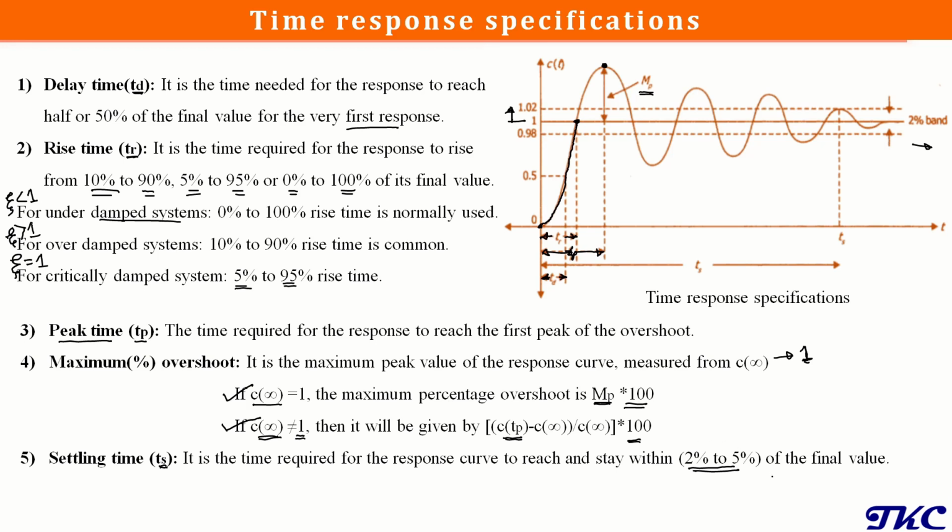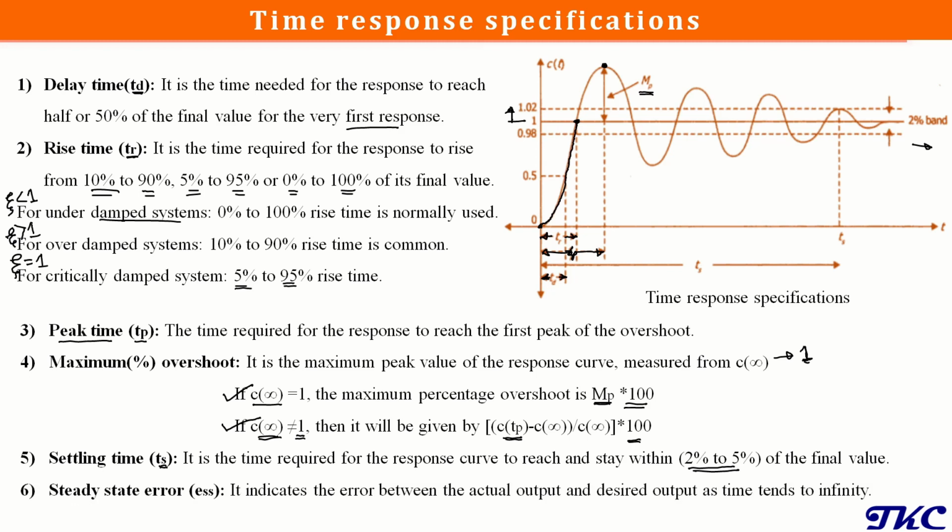Then the last time specification is steady state error, represented as ESS. It indicates the error between the actual output and the desired output as time tends to infinity. So steady state error gives us the difference between the actual output and the desired output, and this we measure when time tends to infinity.